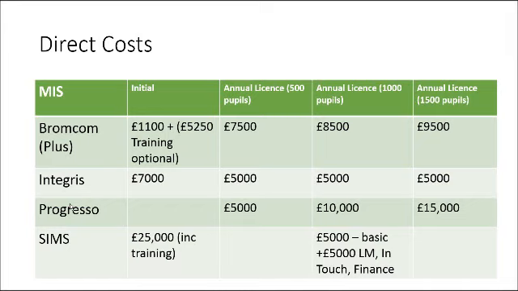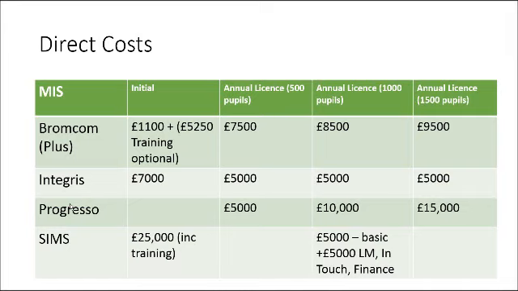Integris offer their full suite for an initial fee of £7,000 and then an annual licence of around £5,000. Progresso say their ballpark figure is £10 per pupil, and that covers everything, including all modules, hosting and support. For that you also get Facility Scheduler to do your timetable. So for our average school of 1,000 pupils, that's an annual fee of £10,000.